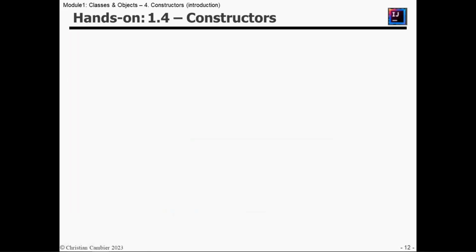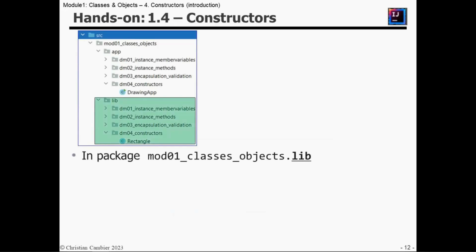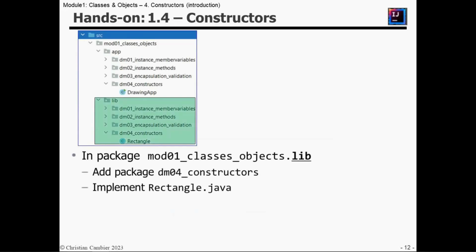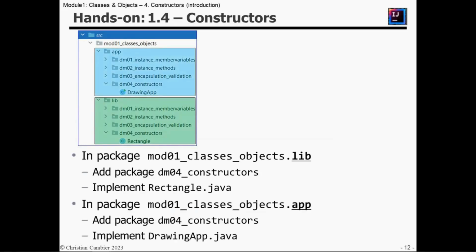Let's implement all this in the hands-on session in the next video. What I'm going to do here is, as usual, in the lib package, add package demo04 constructors, implement Rectangle.java and add the 4 constructors to the Rectangle class. And in the app package, add package demo04 constructors as well, and use the new features in DrawingApp.